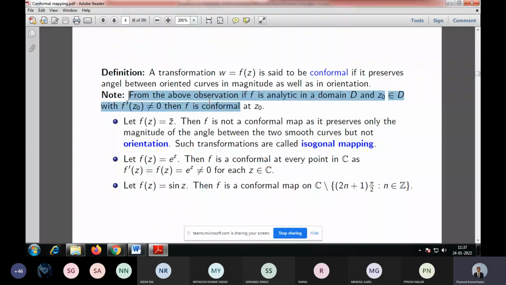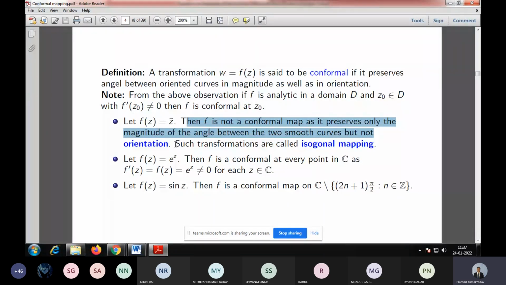And as per this note, the function will not be conformal. So let f equal z bar, then f is not a conformal map as it preserves only the magnitude of the angle between two smooth curves, but not orientation. Orientation is going to be changed. You may check it. Now such transformations are called isogonal mapping. A transformation which only preserves magnitude and doesn't preserve orientation is known as an isogonal mapping.